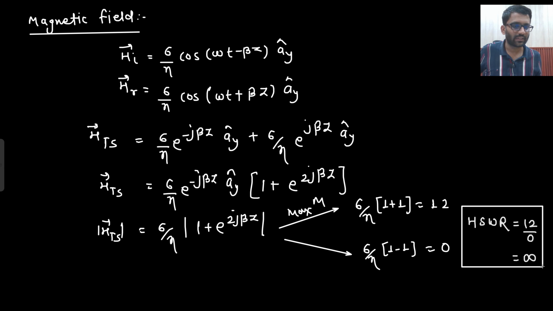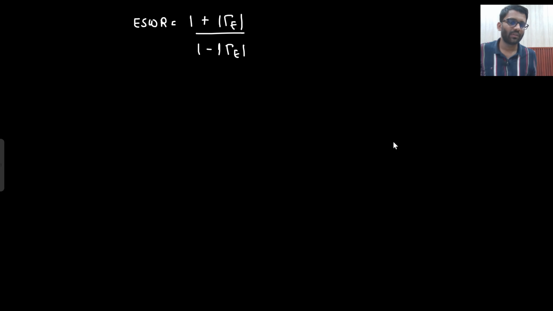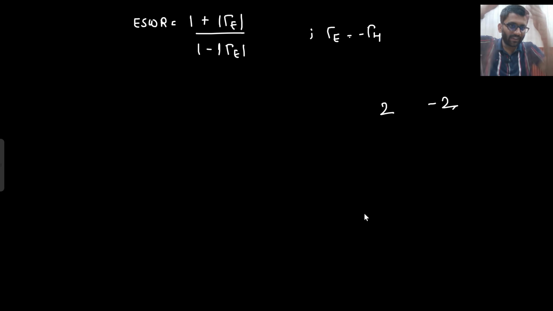So isn't that obvious that both are equal only? Why both are equal? Because what is your electric standing wave ratio? That is equals to 1 plus mode of gamma E divided by 1 minus mode of gamma E. Is that clear to you? And what do I know? That gamma E is equals to minus gamma H. That means if gamma E is 2, then gamma H is minus 2. But if I take the mode, then both will be equal.